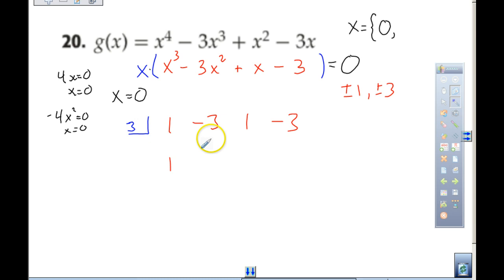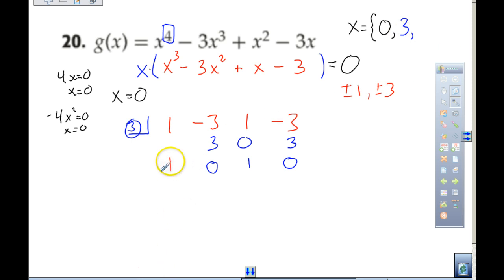3 times 1, add it up, 0. 0 times 3, 0, add it up, get 1. And then as you can see, we get our 0 remainder. Alright, that means another root is now 3. So we're still missing 2 more. Remember, we have a fourth degree, so we need 4 total zeros. So we're missing 2 more roots.